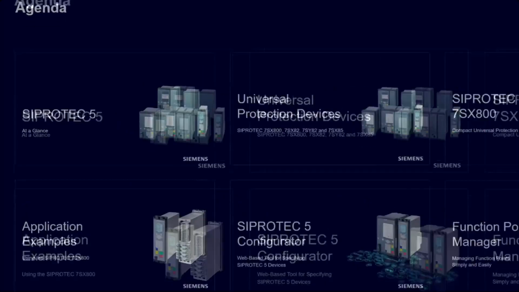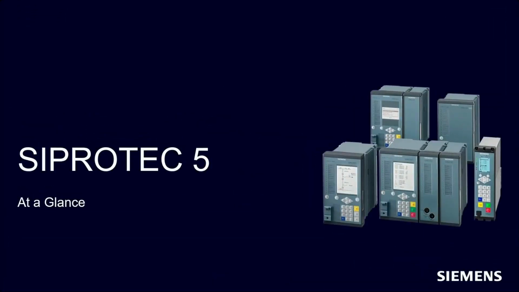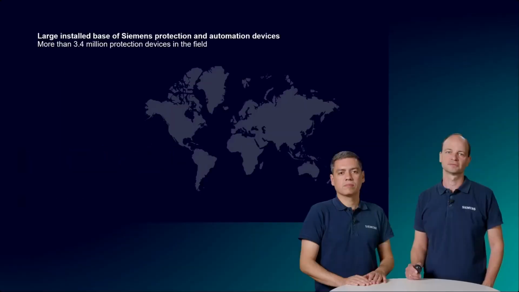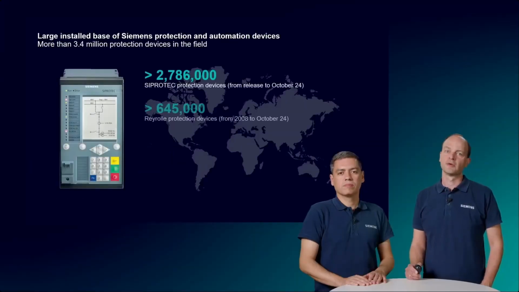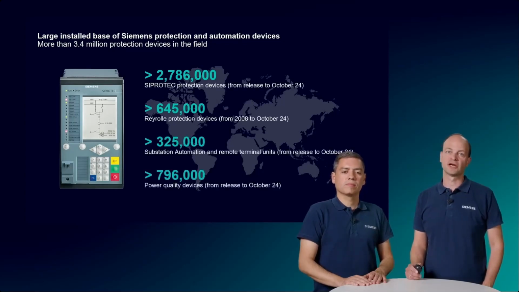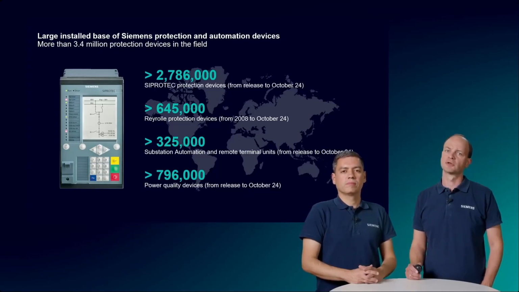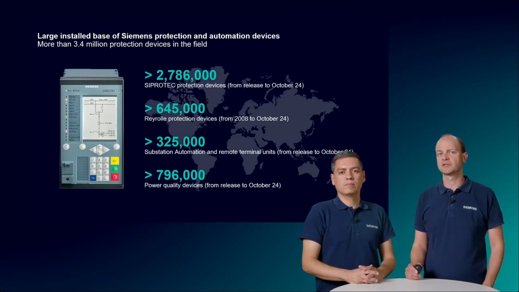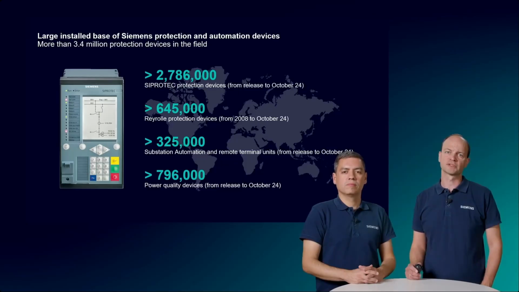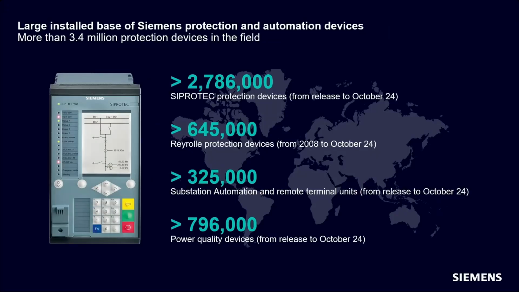Before we go deeper into SIPROTEC 5 Compact, I would like to use this opportunity to present you an overview of our SIPROTEC 5 portfolio. Our Siemens protection and automation products have a large installed base of more than 3.4 million devices in the field, consisting of more than 2.7 million SIPROTEC protection devices and more than 600,000 railroad protection devices. Additionally, more than 300,000 substation automation and remote terminal units, together with nearly 800,000 power quality devices, are in service.